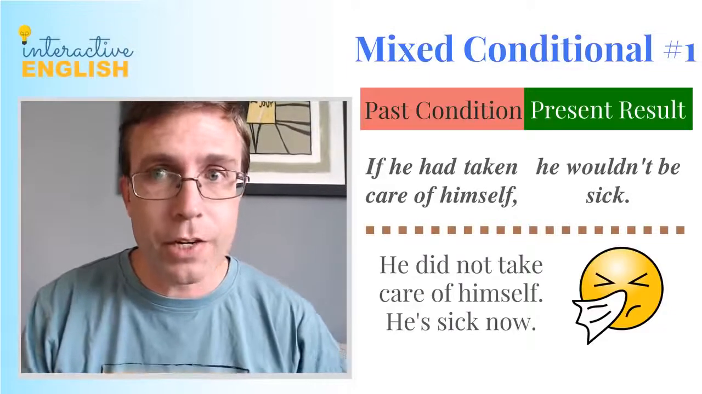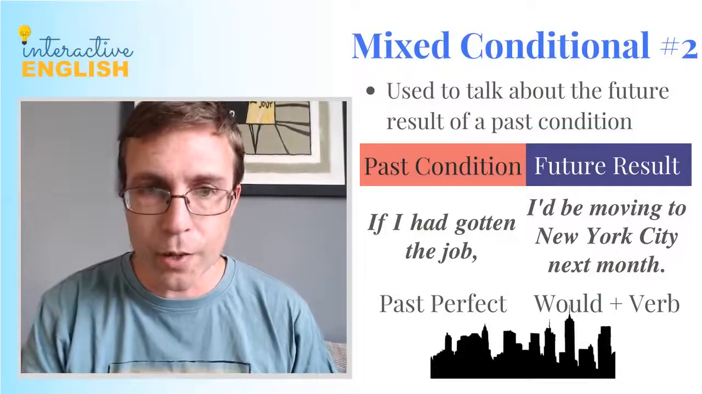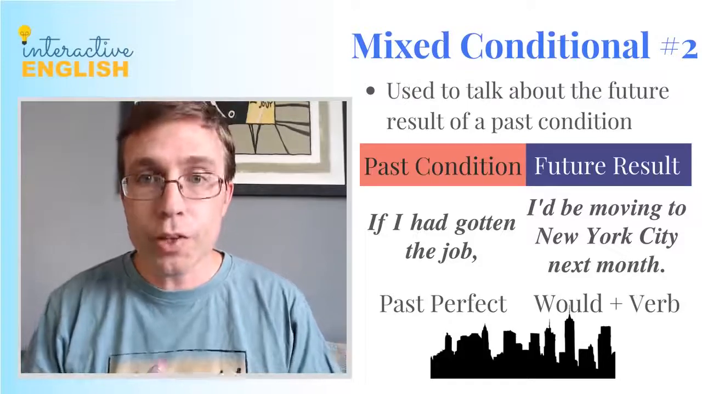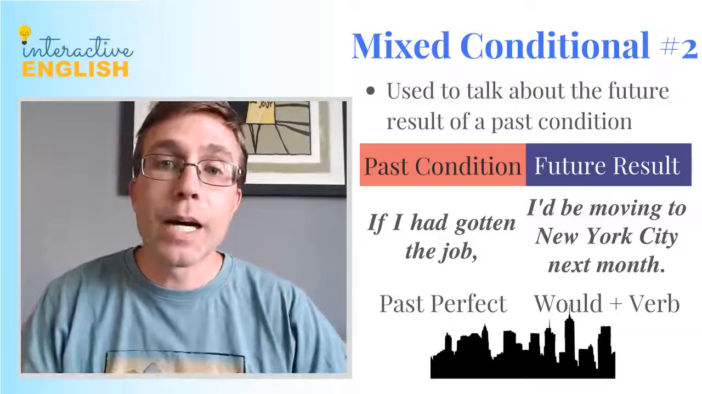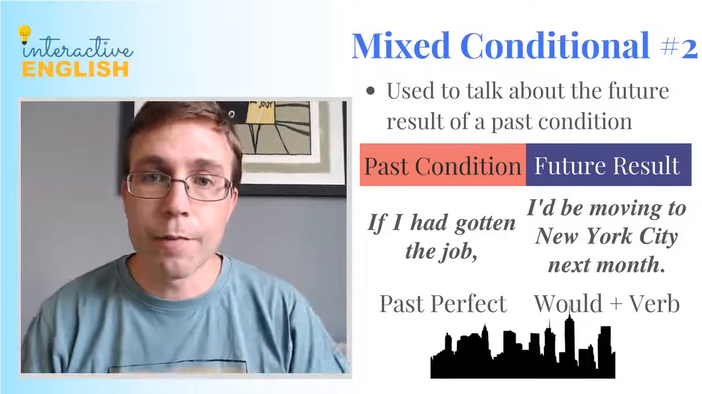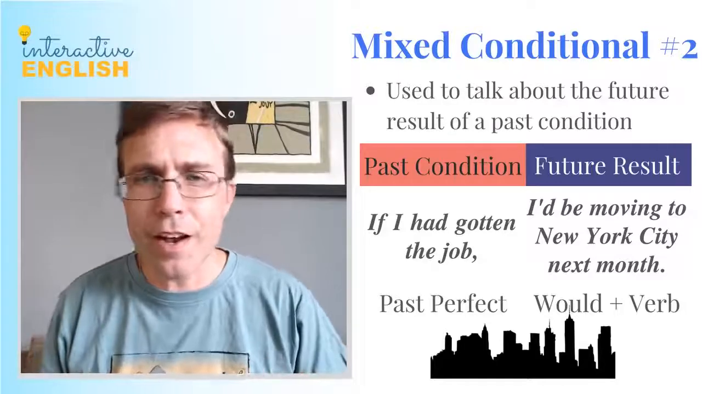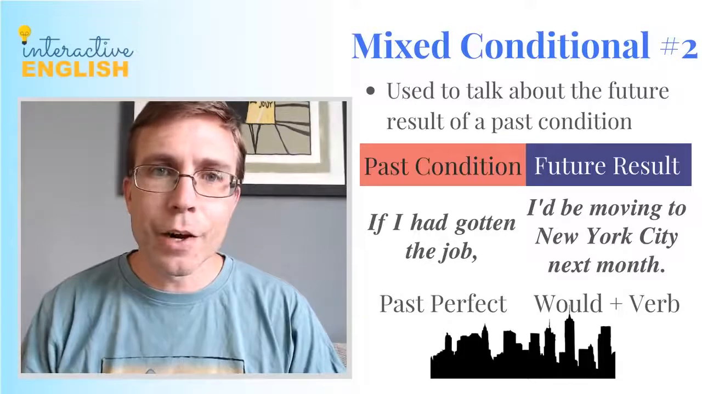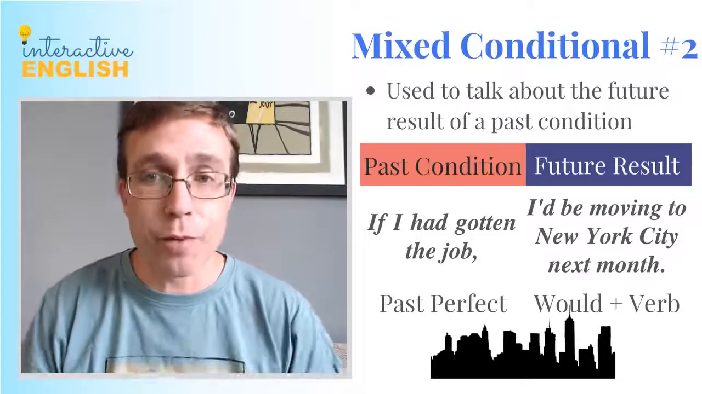The next mixed conditional I want to show you is this one right here. Okay, so this mixed conditional is used to talk about the future result of a past condition. So again, it's color-coded. My condition in the past. My result, it's in the future. And this is where I say some people might combine them. They say, oh, mixed conditional 1 and 2, they're kind of the same thing. Well, again, I wanted to separate them because we're talking about a definite result in the future.